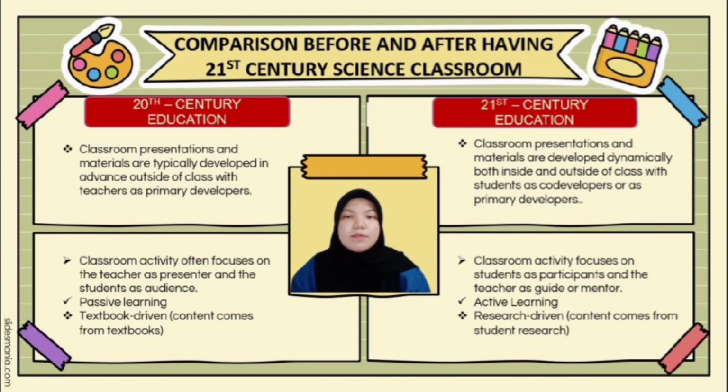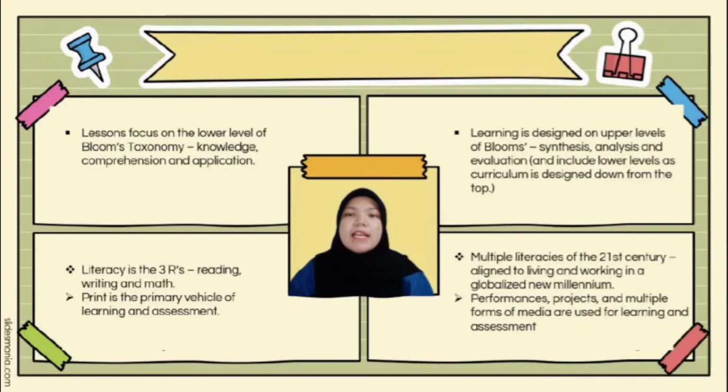Passive learning and textbook-driven content, which comes from textbooks, was applied before the 21st century classroom. Meanwhile, active learning and research-driven work are applied after having a 21st century classroom. Meanwhile, lessons in the 21st century are designed on the upper level of Bloom's taxonomy, which is synthesis, analysis, evaluation, and include lower levels, as the curriculum is designed down from the top. The last one is literacy. The 3Rs, reading, writing, and math, were used in the 20th century. Meanwhile, multiple literacies of the 21st century align to living and working in the globalized new millennium.